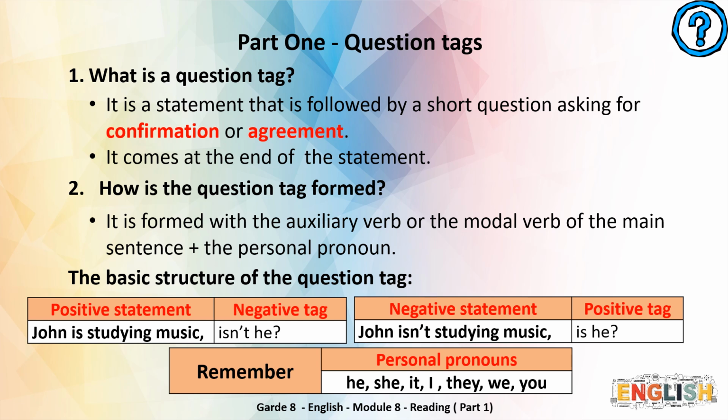And look to the right. When we have a negative statement, like John is not studying music, we have a positive tag at the end. Is he? Remember, we are going to use the personal pronouns: he, she, it, I, they, we, and you. And we are not allowed to use the nouns as subjects.